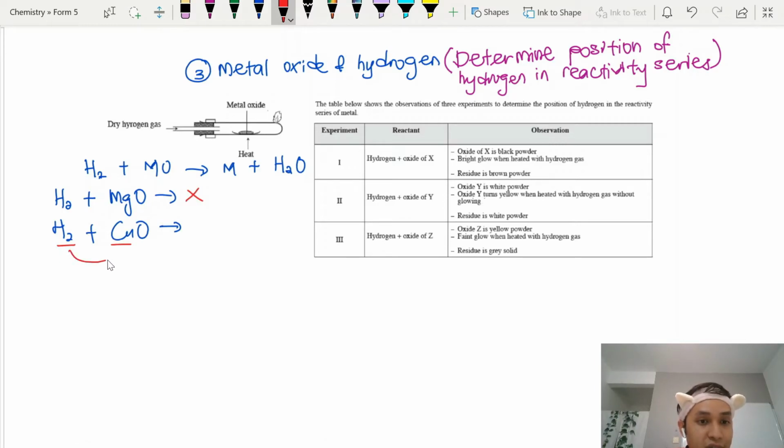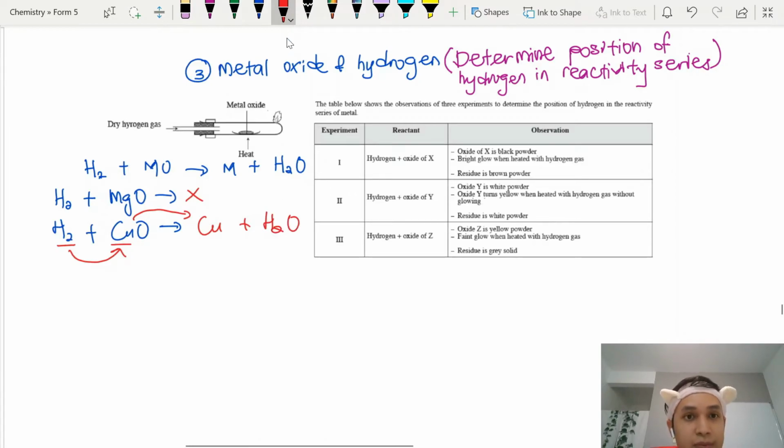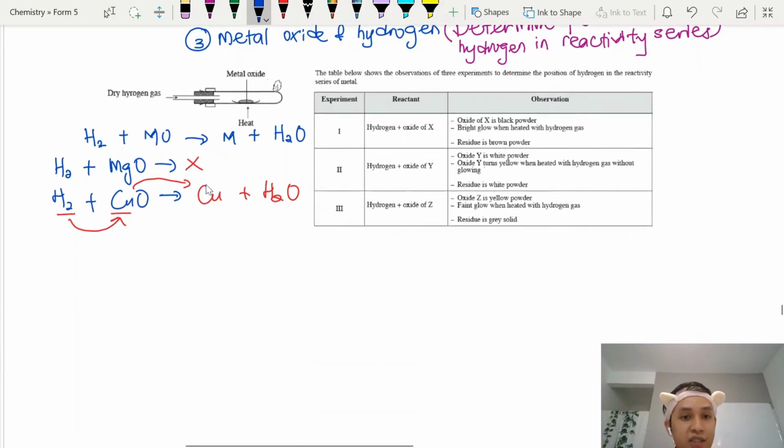So hydrogen can displace copper, so copper will be kicked out. So you kick the copper out, and then you take this hydrogen, this oxygen. You steal this oxygen. Oh, there's water. Okay. Then the reaction will happen.